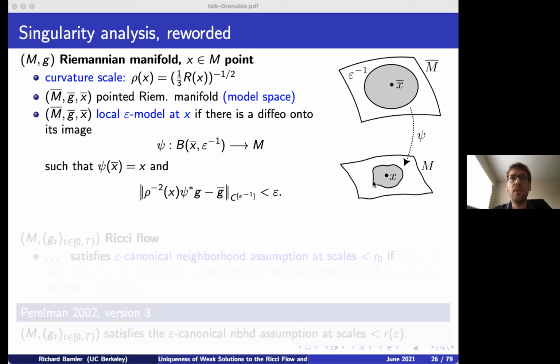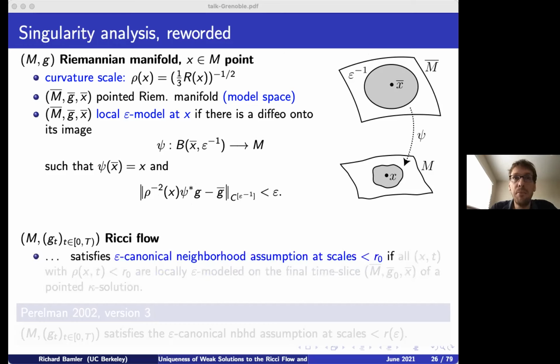Okay. So this really means that this gray region is geometrically close to this gray region. This is just some terminology. Now let me take a Ricci flow, and I'm going to coin this terminology that I'll be using throughout this class. I'm going to say that this satisfies the epsilon canonical neighborhood assumption at scales less than R0 if for any point X at any time T whose curvature scale is less than R0, meaning whose curvature is bigger than R0 to the -2.